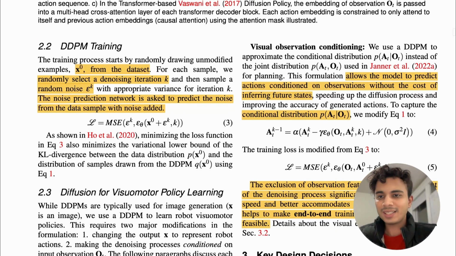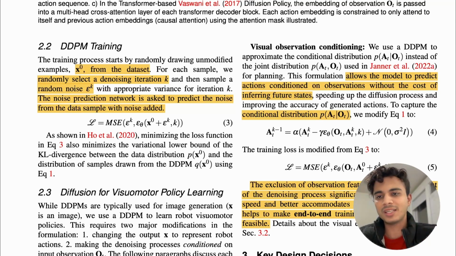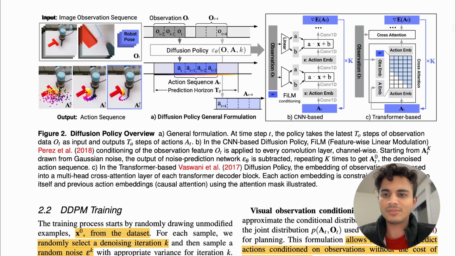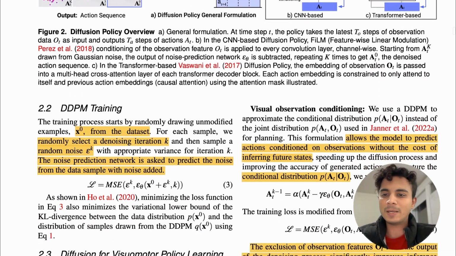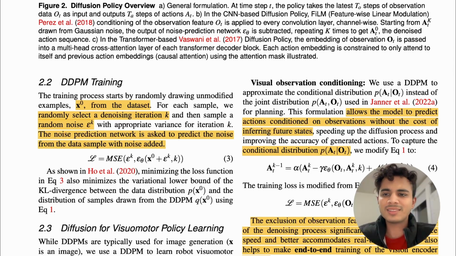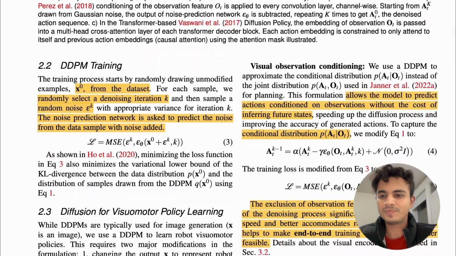Fine. Now, how exactly is this training taking place? So we have got a huge data set of demonstrations. We sample randomly an unmodified example, that is x0, from this data set. For each example, we randomly select a denoising iteration k that we have seen here, that is a_t^k. So after k iterations, we will get our desired trajectory, and then sample a random noise epsilon k with appropriate variance for iteration k. So we know about epsilon as well, we saw that earlier.